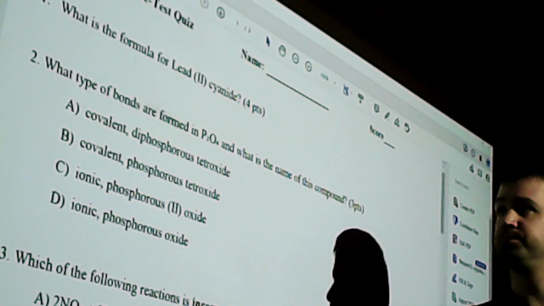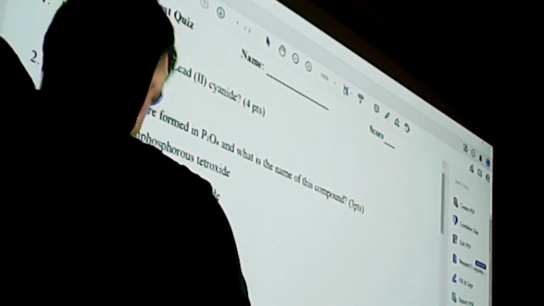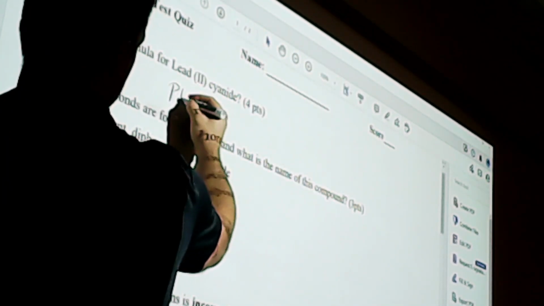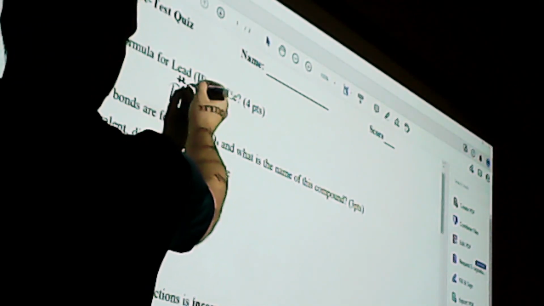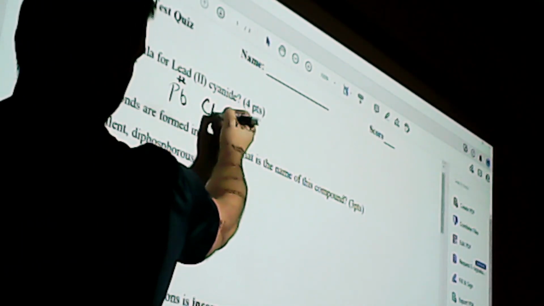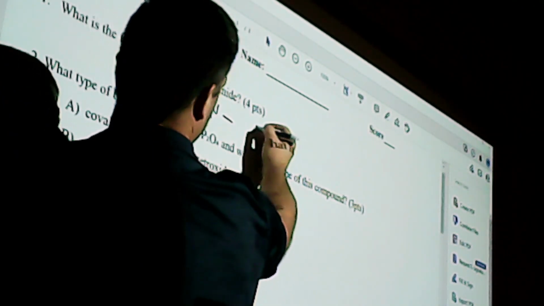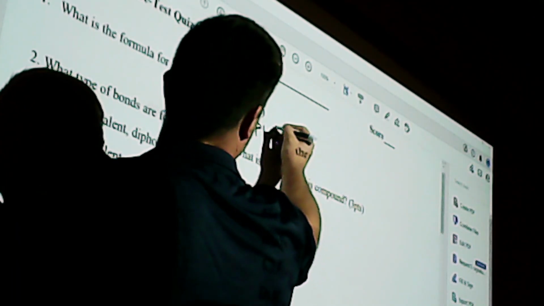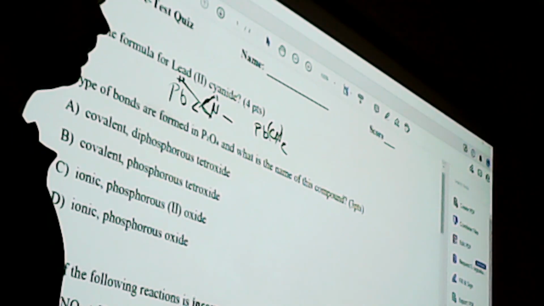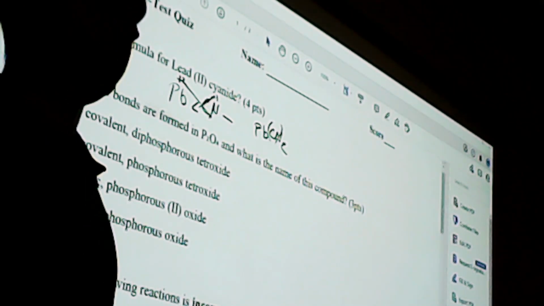So here we go. Number one was the formula for lead cyanide. So lead, Pb, that 2 tells me that it's the oxidation number, which goes above it right now. Then we have cyanide, CN, -1. Cross them up. We now get Pb(CN)2. There has to be parentheses around the CN, or else you got it wrong. If you put the 2 on the inside of the CN, that's wrong as well.